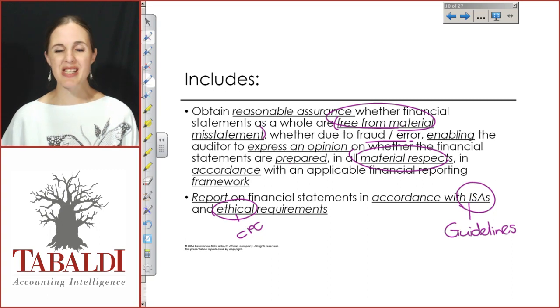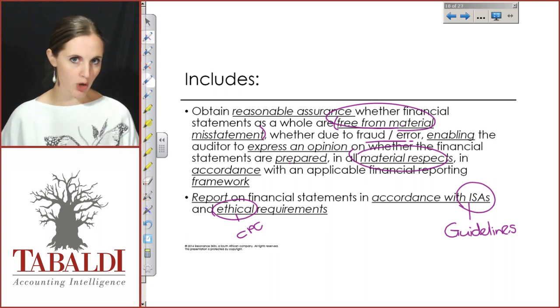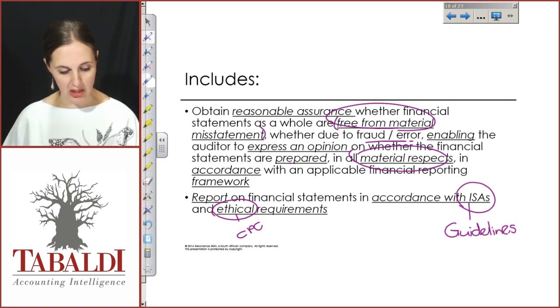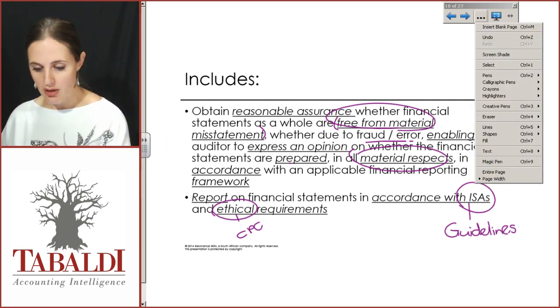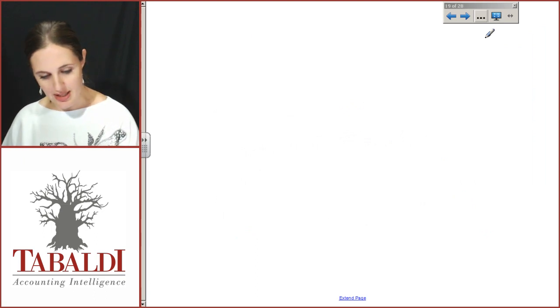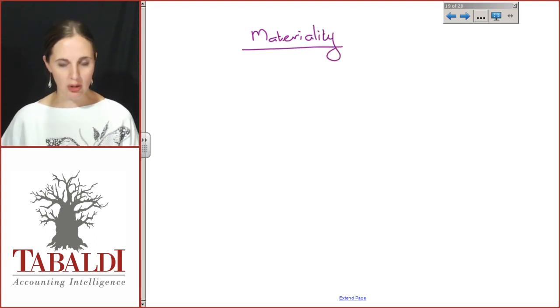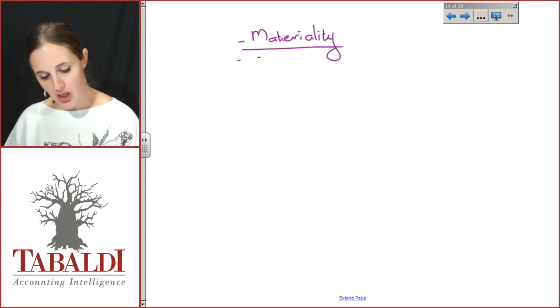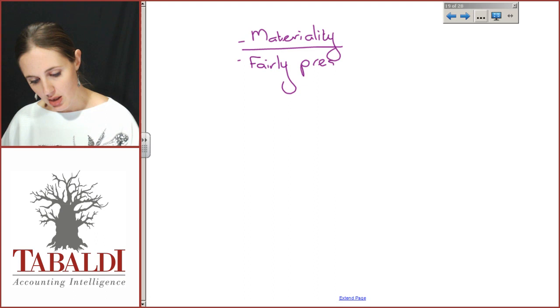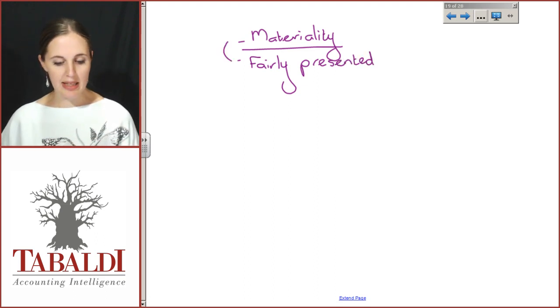When we talk about materiality, free from material misstatements or fairly presented, we've got to be very comfortable with what those terms mean. So let's take a look at the concept of materiality. When we use the word materiality and we talk about something being material or not, we also use the term fairly presented in our auditing. These two basically mean the same thing.